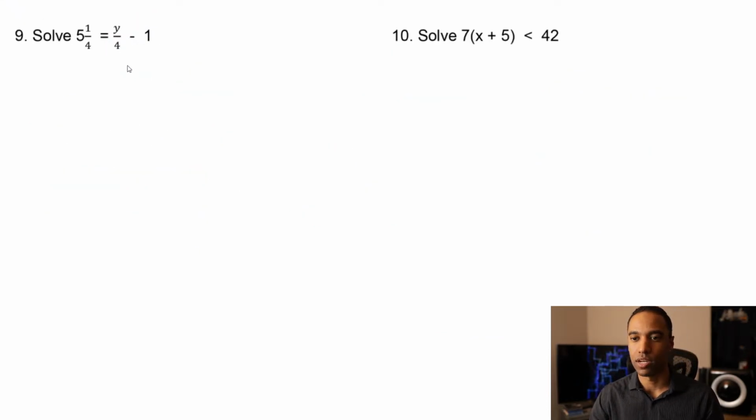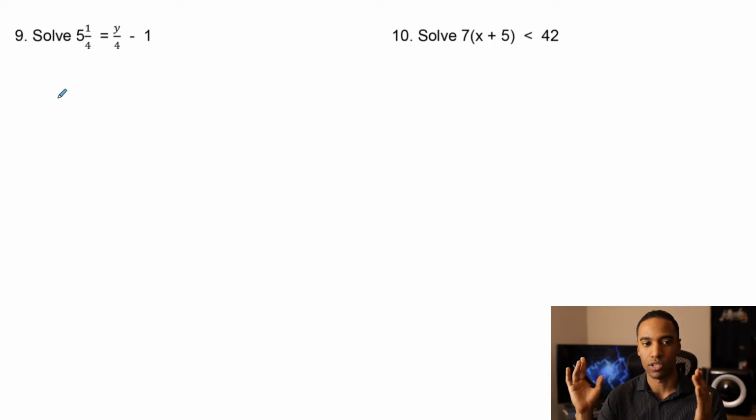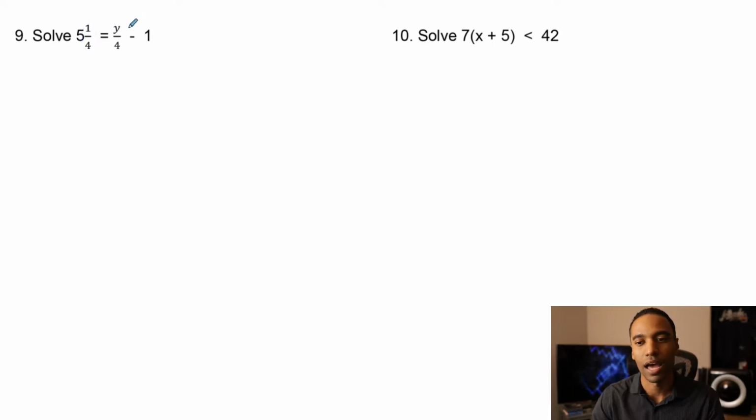Let's go ahead and move on to number 9. I have a mixed number, 5 1/4. Hey, we've seen that number before. 5 1/4 equals y over 4 minus 1. Now, the first thing I'm going to do in this problem is convert this to an improper fraction. I don't like mixed numbers for a lot of different reasons. Mainly, calculating with them is just not fun. When there's an improper fraction within this, common denominators, all this stuff, I don't want it. I'm going to convert this into an improper fraction.